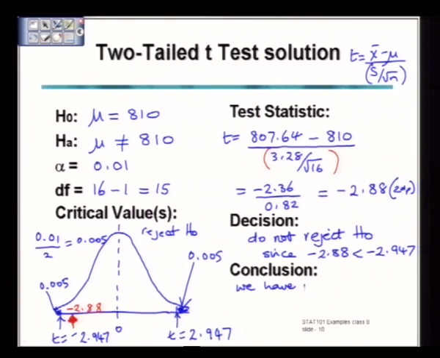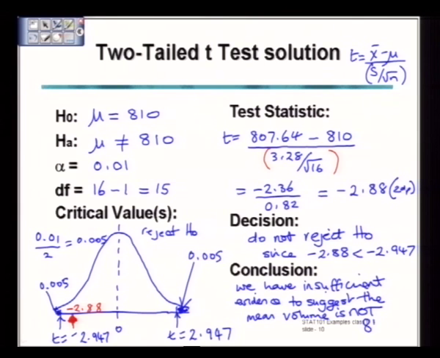If we're not rejecting, we have insufficient evidence to reject the null hypothesis. And what that means in context is that we have insufficient evidence that the mean is not equal to 810. So we're not accepting that as the population mean, but we're saying we can't reject it. So we're saying we have insufficient evidence to suggest the mean volume of detergent is not equal to 810 milliliters. So again, remember that conclusion in the context of the problem. Go back to the question and write the wording from there.